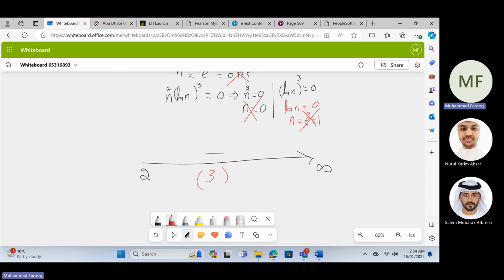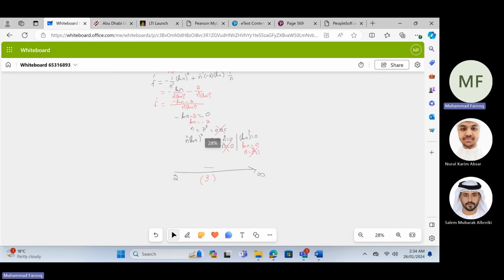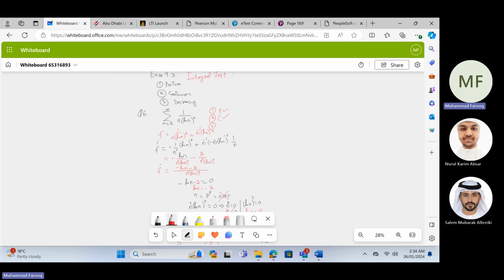So now it's decreasing, and this step has marks. Now we have to check the question: converges or diverges. Now calculate its integration. What if it was increasing? If it is not decreasing, meaning any property is missing here, you cannot apply this method.